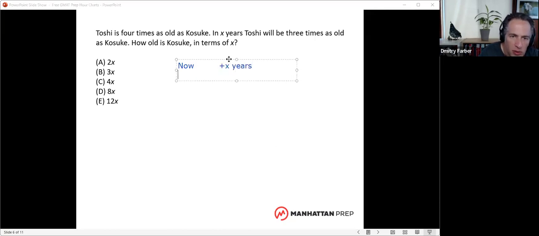And so I have two people, Toshi and Kosuke. Now, sometimes, and we teach this a lot in our course, when you see an "in terms of" in the answers, like the 2x, 3x in terms of that variable, you might just make up an x and see what happens.